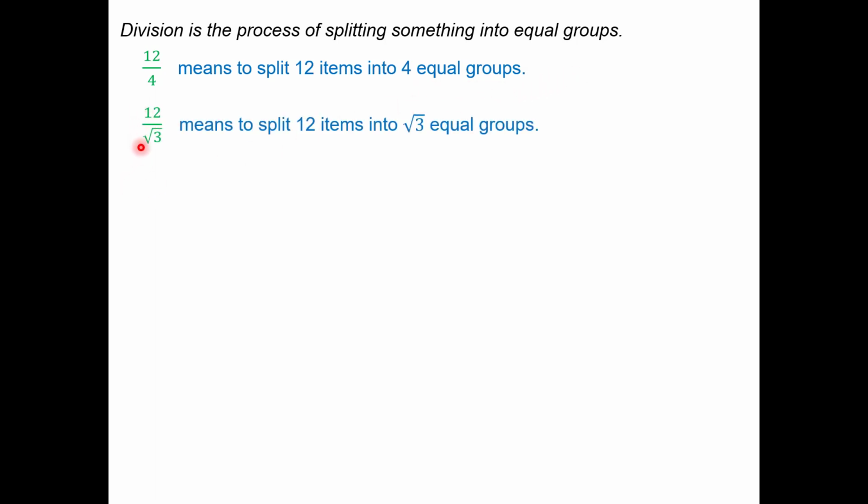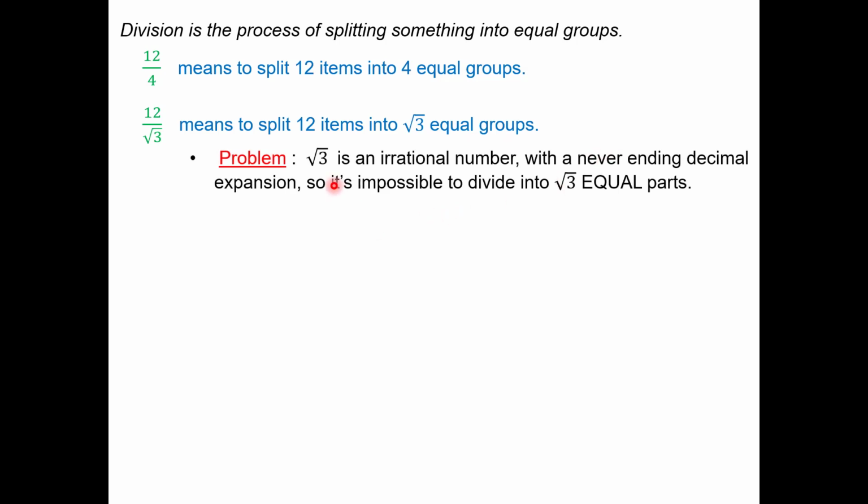12 divided by square root 3 means that we split 12 items into square root 3 equal groups. Well, square root 3 is an irrational number.